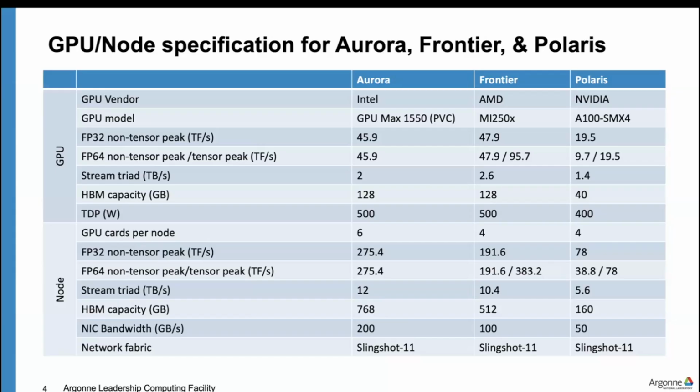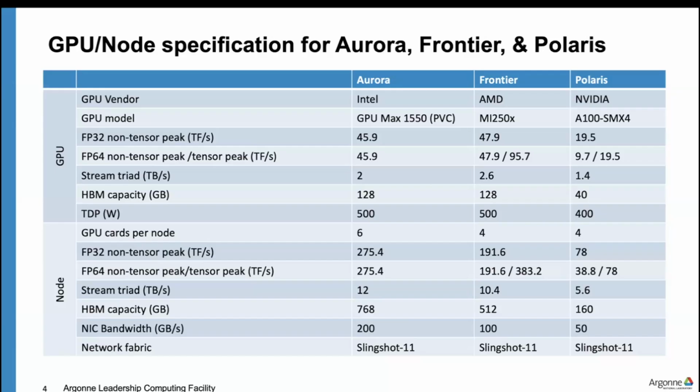Polaris is one generation earlier than the other systems, so its compute peak is 20 in single precision, 10 in double precision, and HBM capacity is 40 gigabytes, much smaller than the other systems, and TDP is 400 watts.